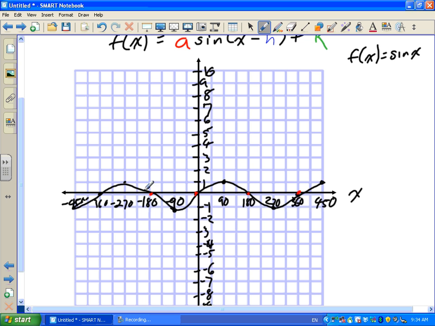So all of our 0 points are the exact same. 360, 180, 0, 180, and 360. All the exact same. At 90, we're normally at 1 on the y-axis. Because A is 4, we now stretch it by a factor of 4. So that means we go down 4 also when we're supposed to be at -1.